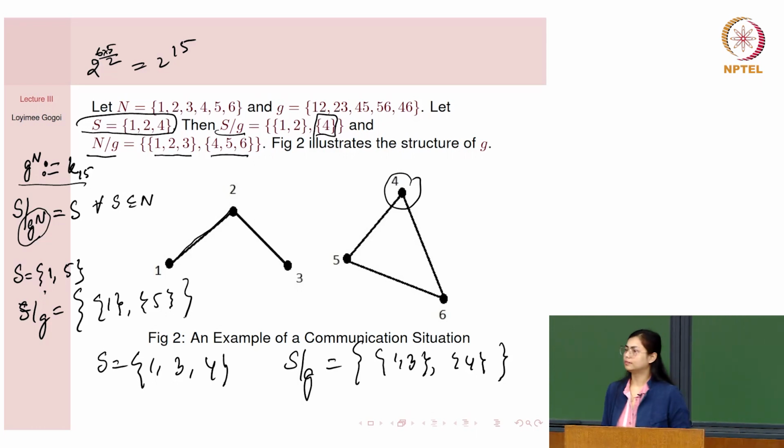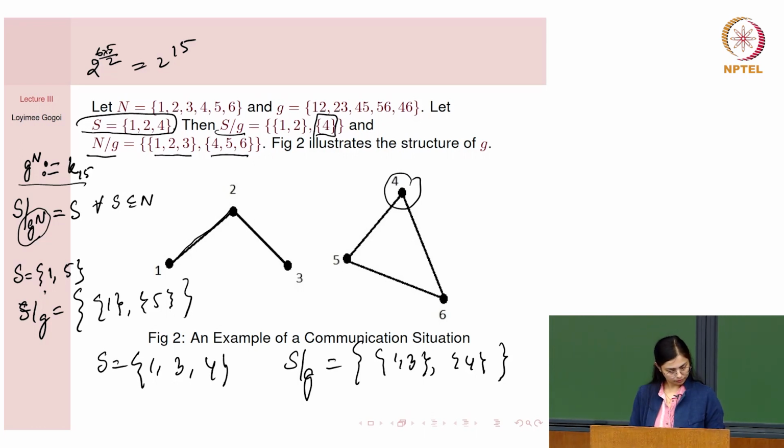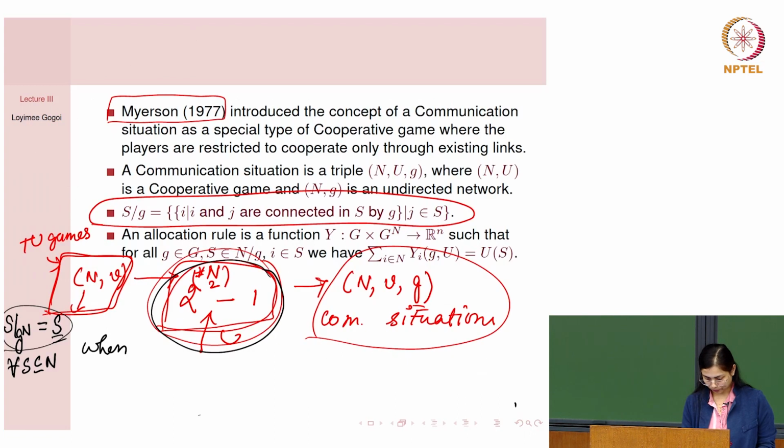And S over G_N is equal to S. That's part of the definition? No, that's not part of the definition. I am just giving it to you as a special case. The actual definition is this. This is how we define it.